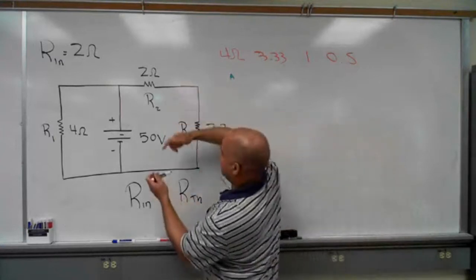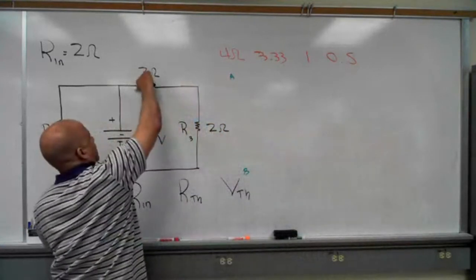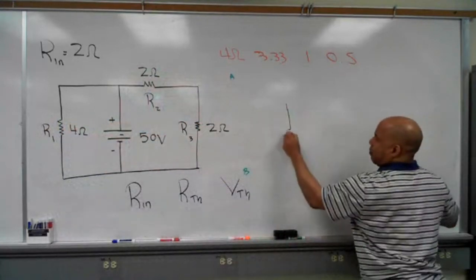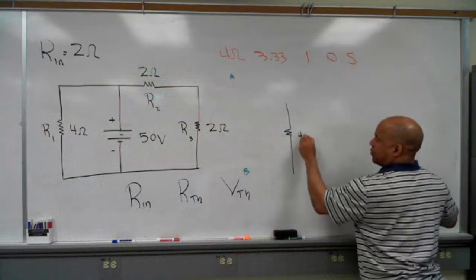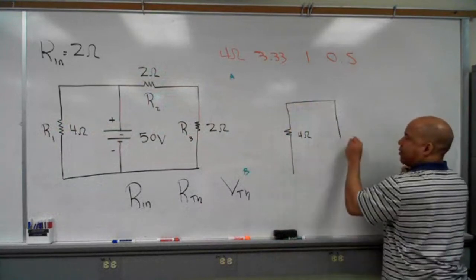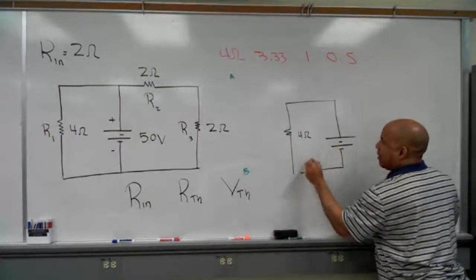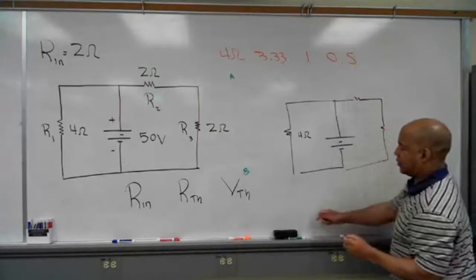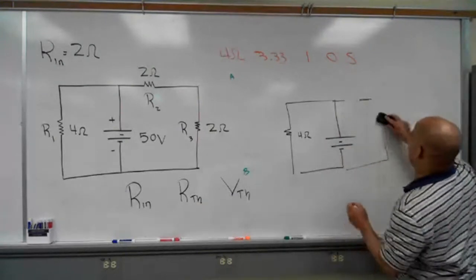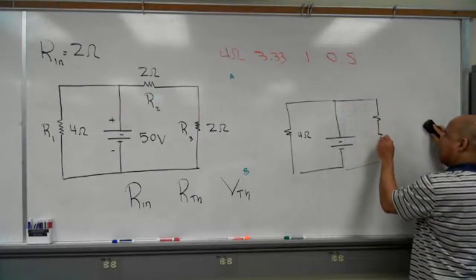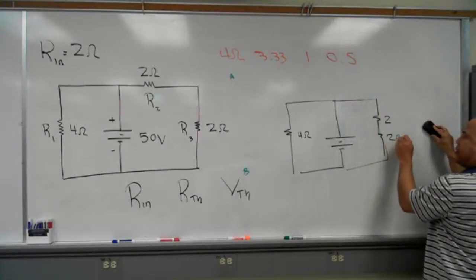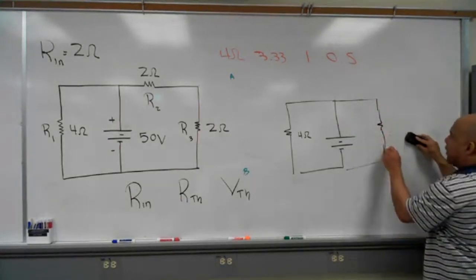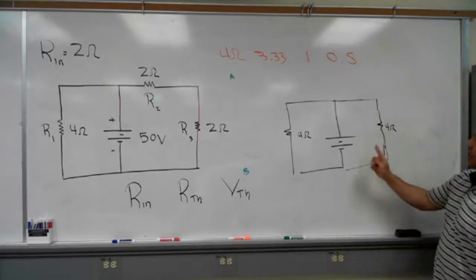If you just take this resistor and you move it over here like that, that's how I had it drawn. What I had was R1, which was a 4. We have the battery, and then this resistor are in series. To show you that, I just slid this over here like this. So that's 2 and that's 2. And since they're in series, you can add those up to get 4. So hopefully you can see that these two are in parallel.